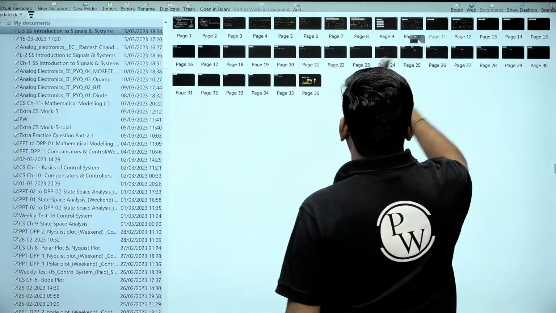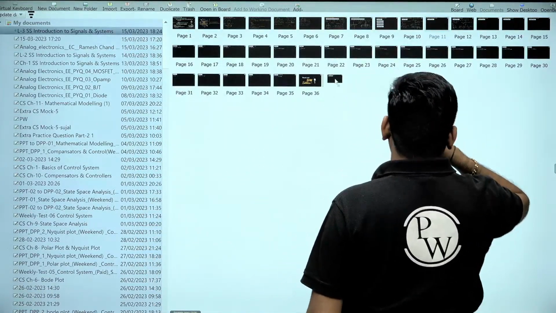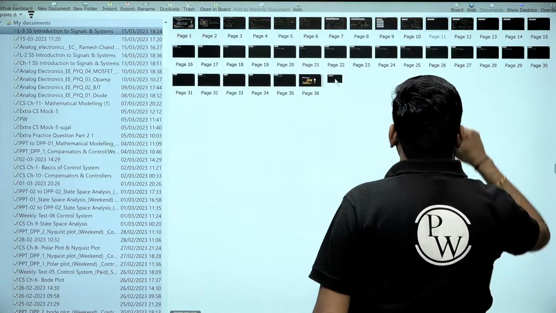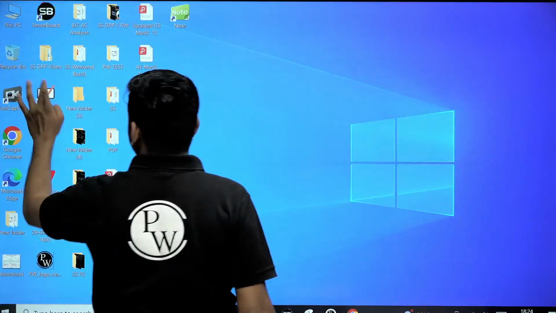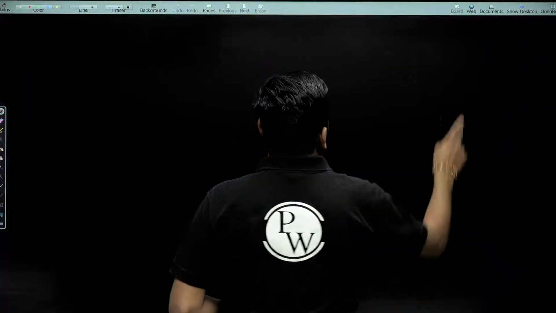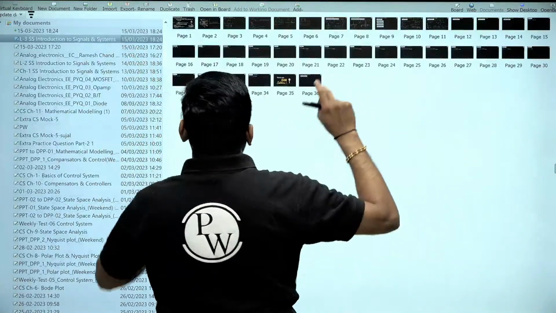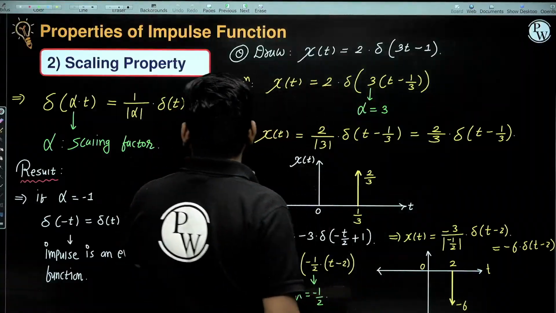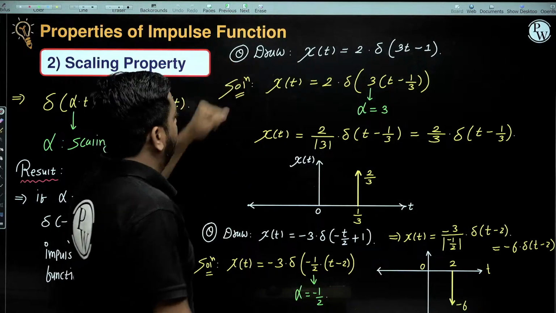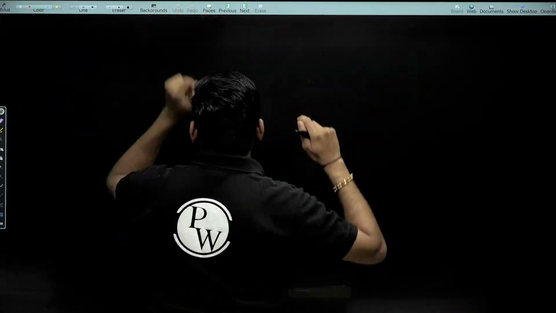You can write the important result also. Time scaling property. Okay, so this is the time scaling property. Now, important result.